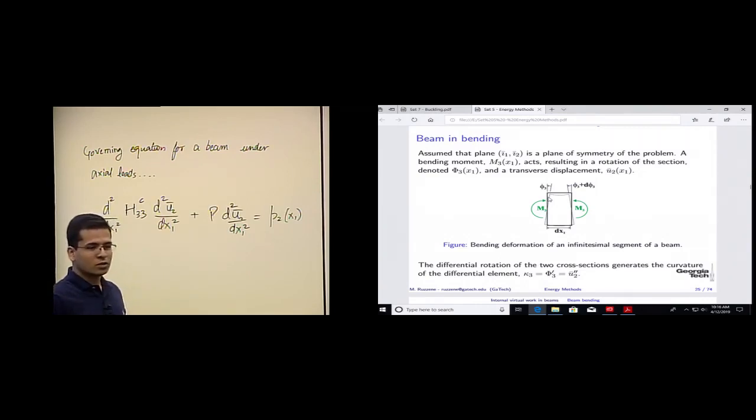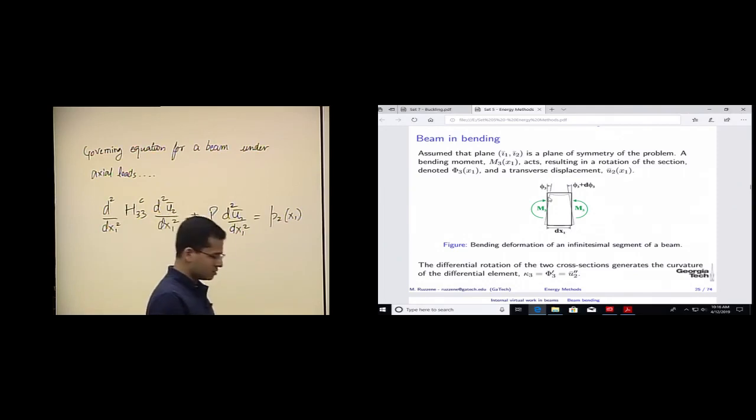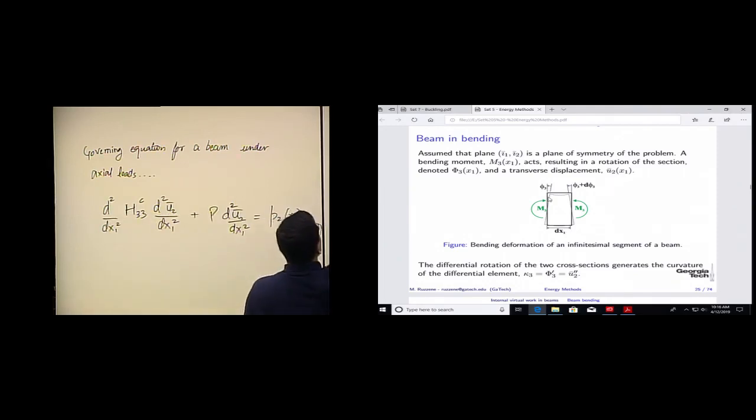So today we are going to look at a derivation of this equation using energy methods, not in too much detail, but so that you get an overview of how it's done, and then we will solve a problem using energy methods.